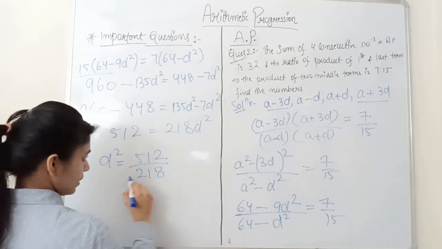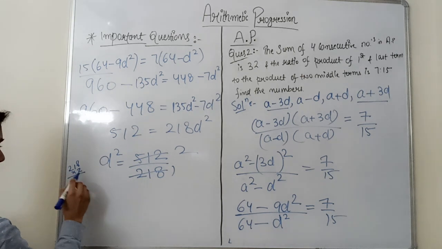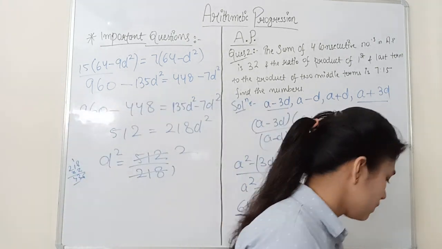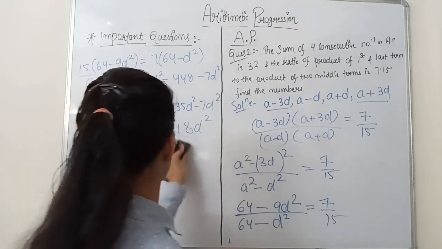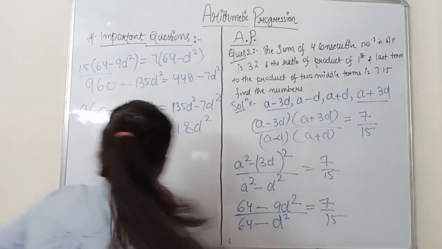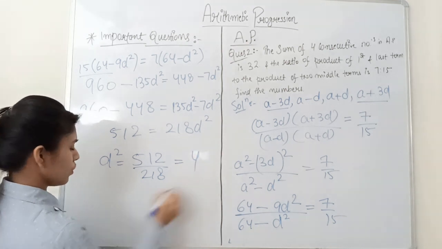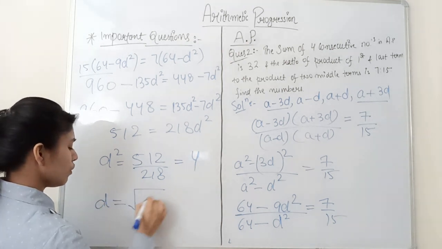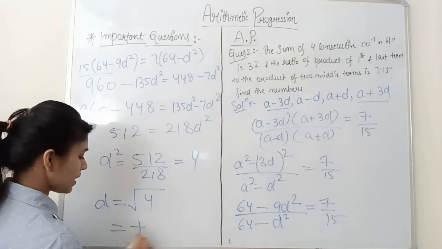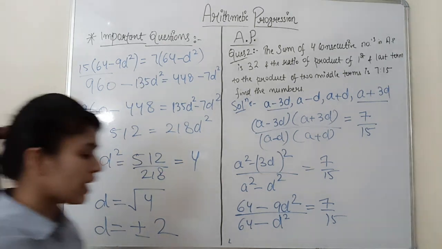512 divided by 128 will be equal to 4. So d equals the square root of 4, which is plus or minus 2. d can be positive 2 or negative 2.